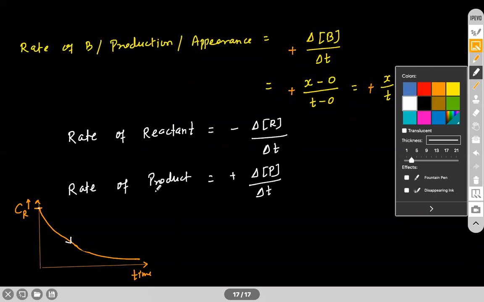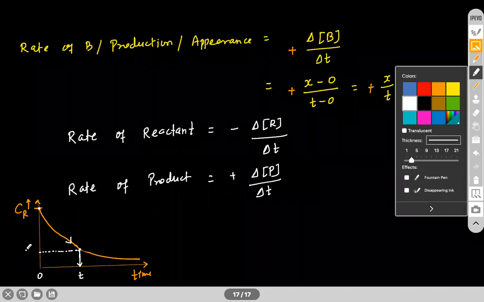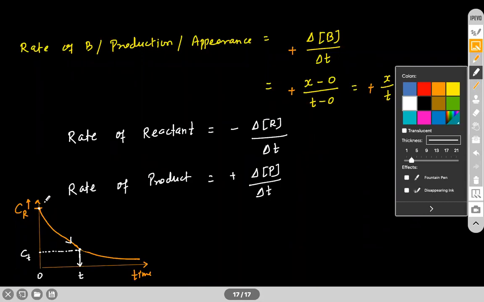So you see here what happens at time t equals 0. At time t equals 0, the concentration is this for the reactant. And suppose at time t, when the reaction proceeds, the concentration becomes this. This is suppose time t we have, and this is Ct at time t. This is C naught, the initial concentration.